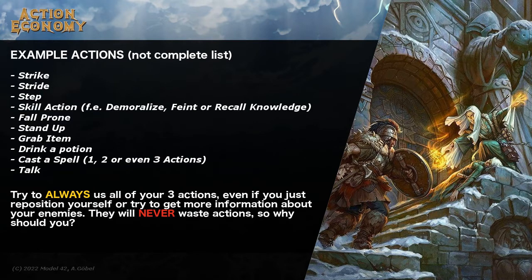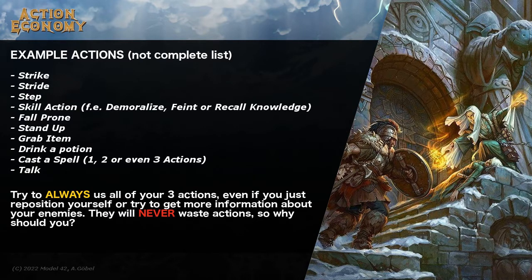Among actions you will do a lot are the following: stride, which is moving up to your movement speed; strike, which is attacking a target with a weapon; step, which is moving 1 space safely; demoralize, which is an action of the intimidation skill and can frighten targets; recall knowledge, which various skills can do and give you hints about targets; or using spells and abilities, which more often than not cost 2 or 3 actions.